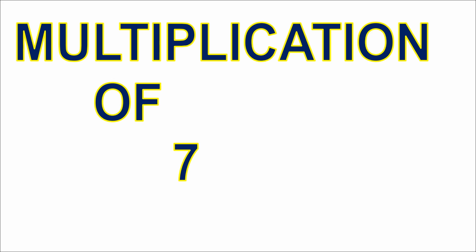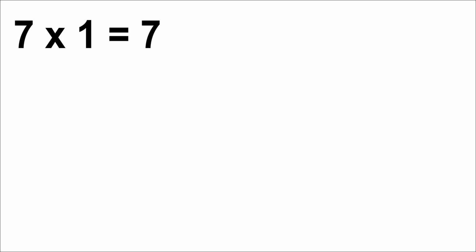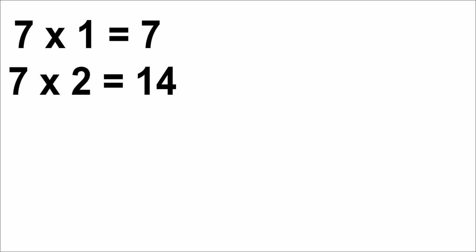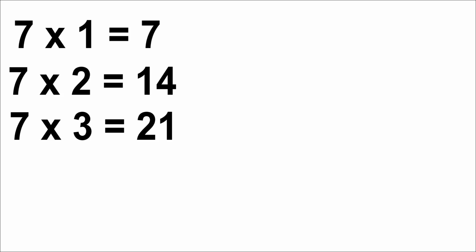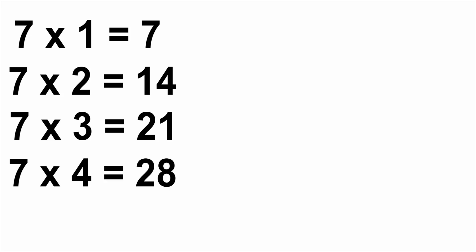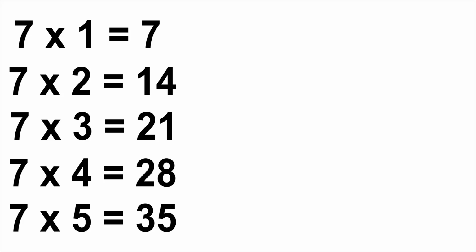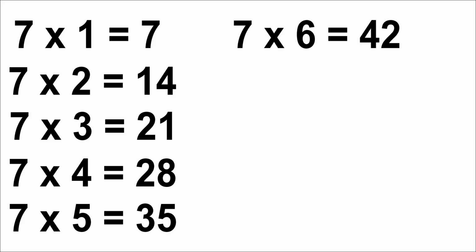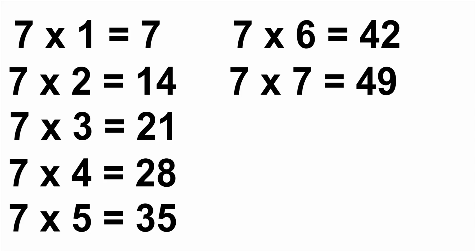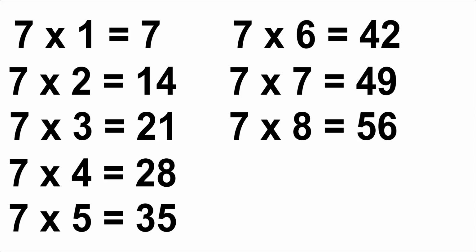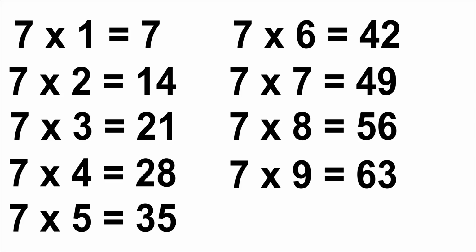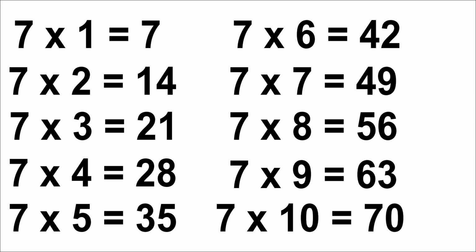Multiplication of 7. 7 times 1 is 7. 7 times 2 is 14. 7 times 3 is 21. 7 times 4 is 28. 7 times 5 is 35. 7 times 6 is 42. 7 times 7 is 49. 7 times 8 is 56. 7 times 9 is 63. 7 times 10 is 70.